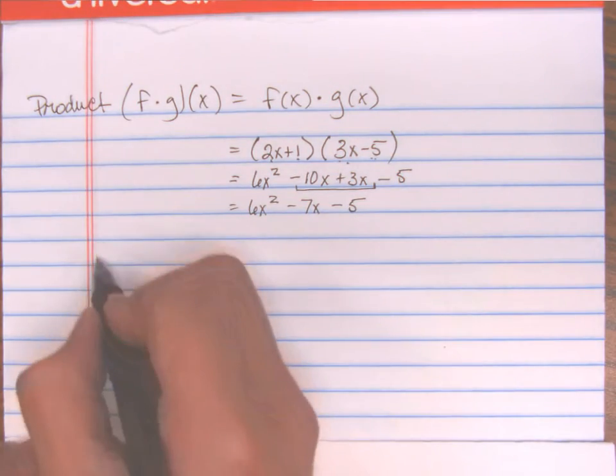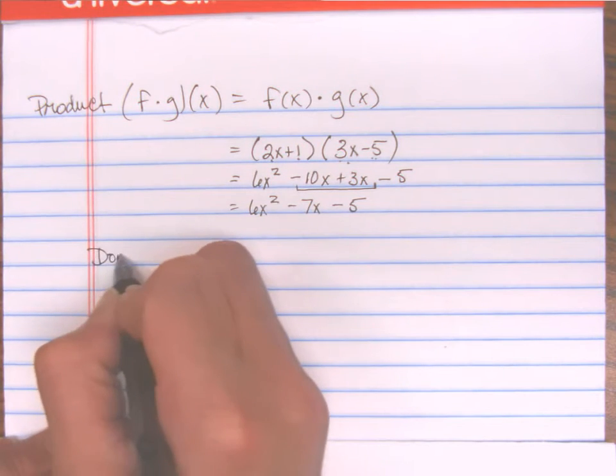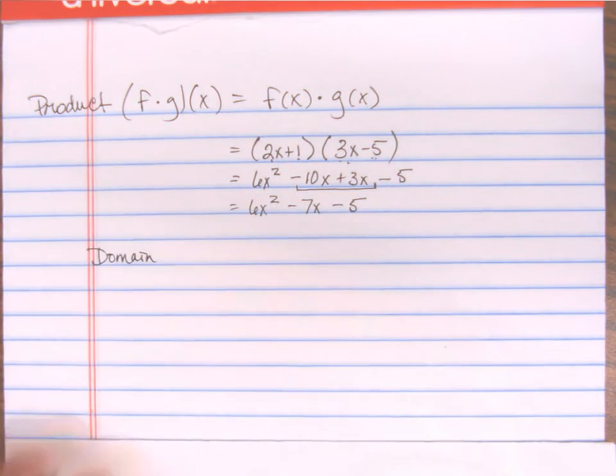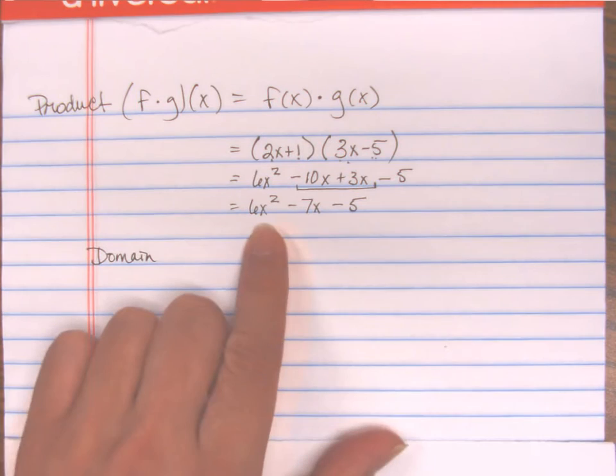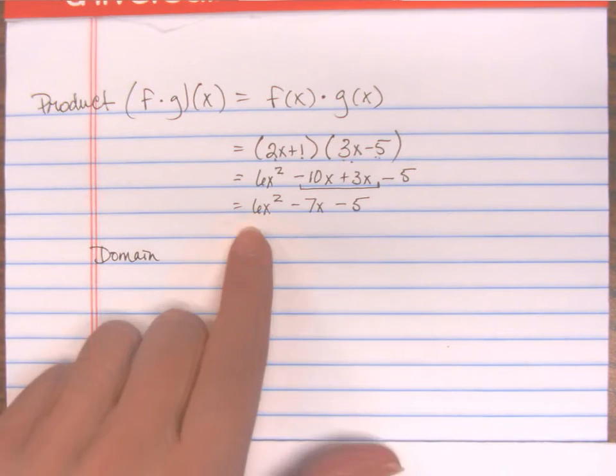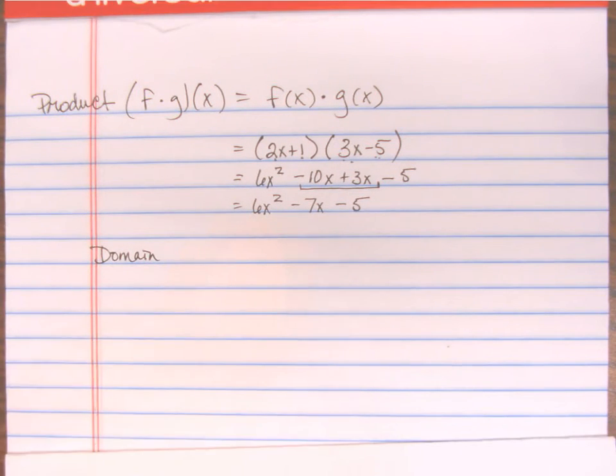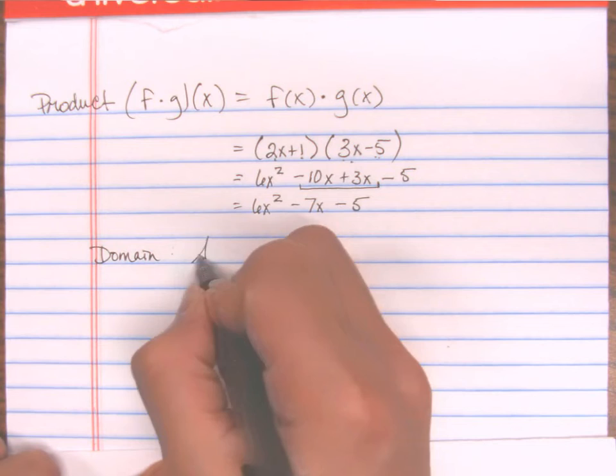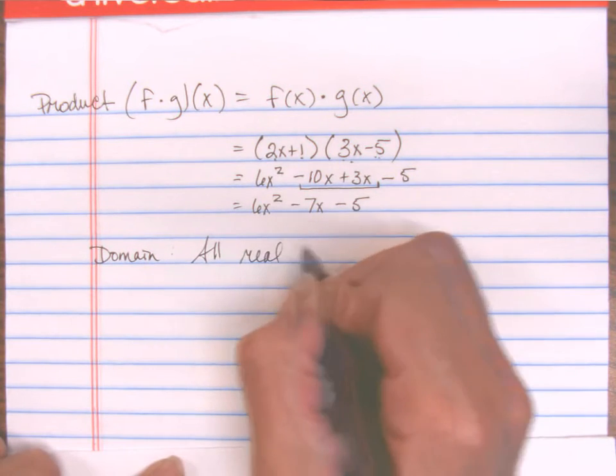Okay. So domain. I cannot pick a real number and plug it in for x and get anything that is imaginary or undefined. So my domain here remains all real numbers.